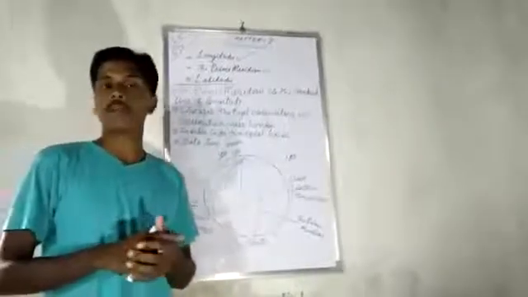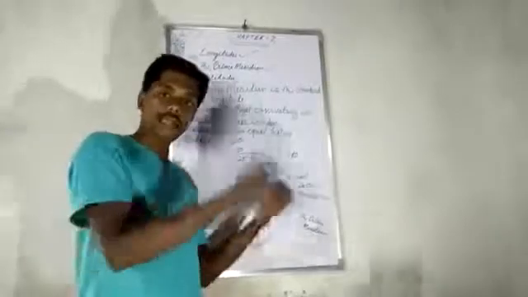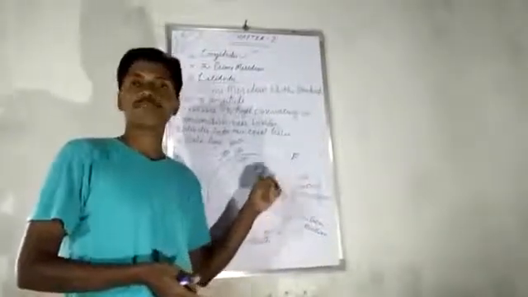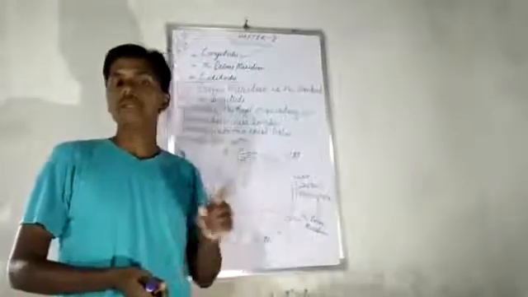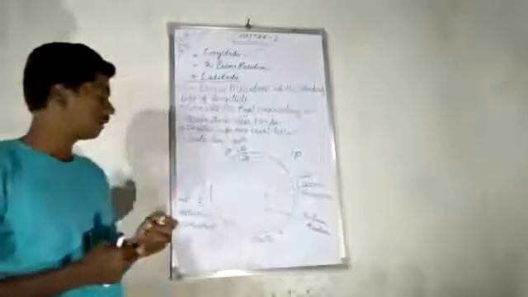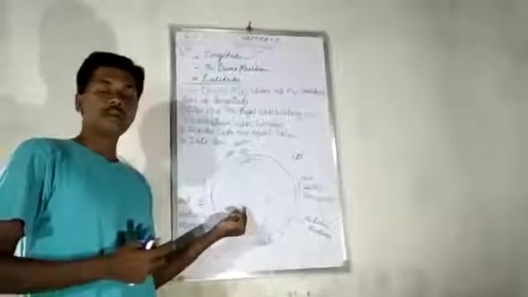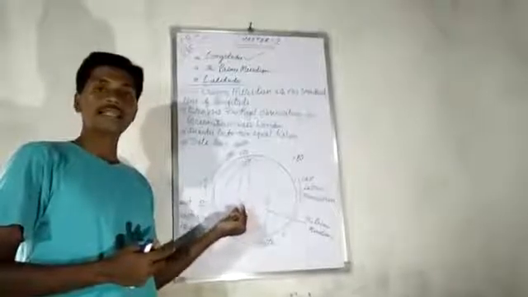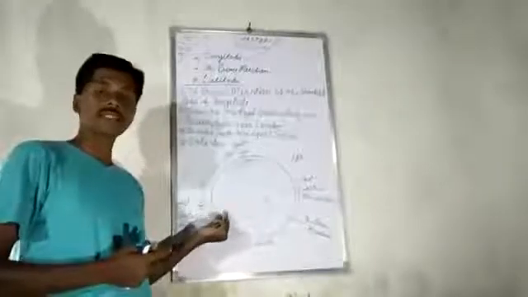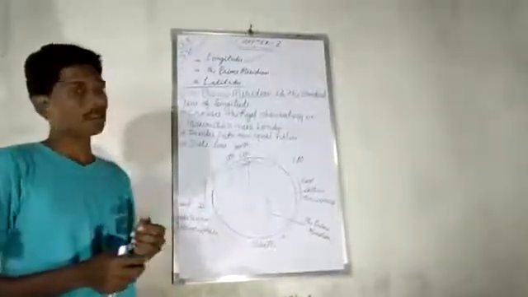Once again I shall repeat it. The region or the areas 180 degree east from the prime meridian is called the Eastern Hemisphere, and the region or area 180 degree west from the prime meridian is called the Western Hemisphere.